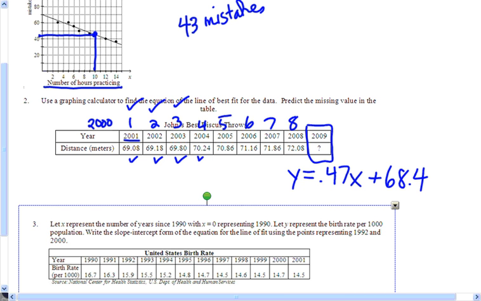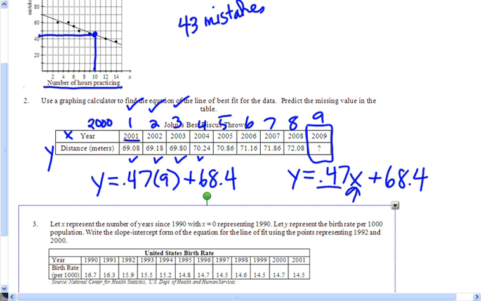Now, what we want to do is predict 2009. X is our year and Y is our distance. So I need to put the 2009 in there for X, but remember I'm not using the whole year, I'm just using 9. So what I'm going to do is 0.47 times 9 plus 68.4. And that's my answer, that's my prediction.